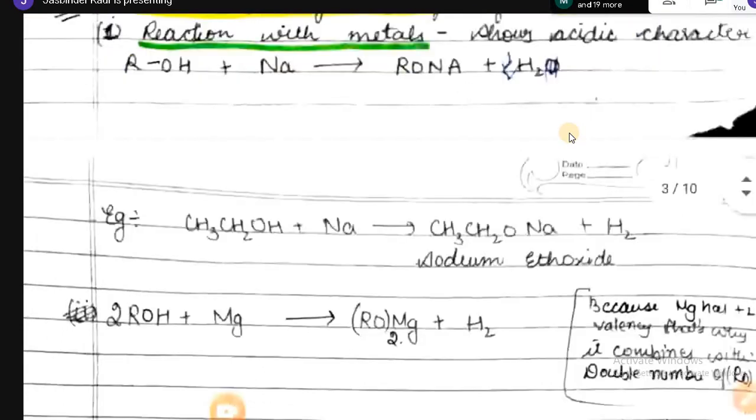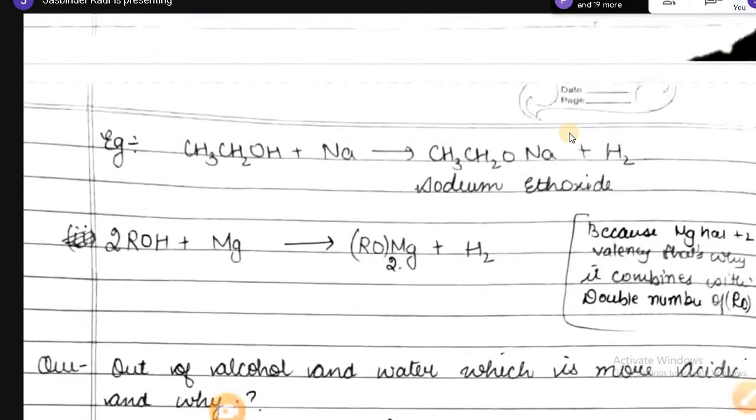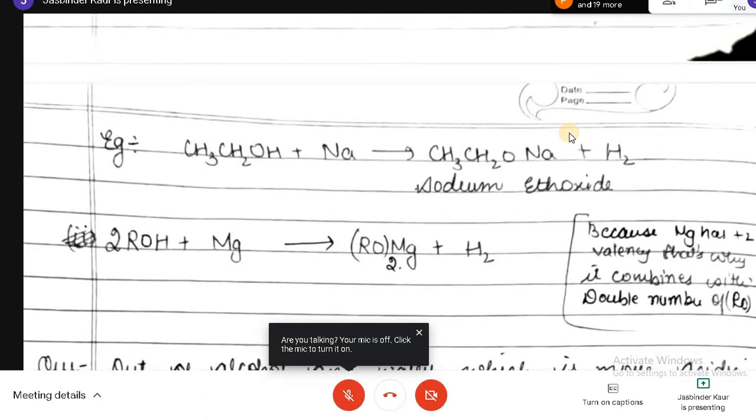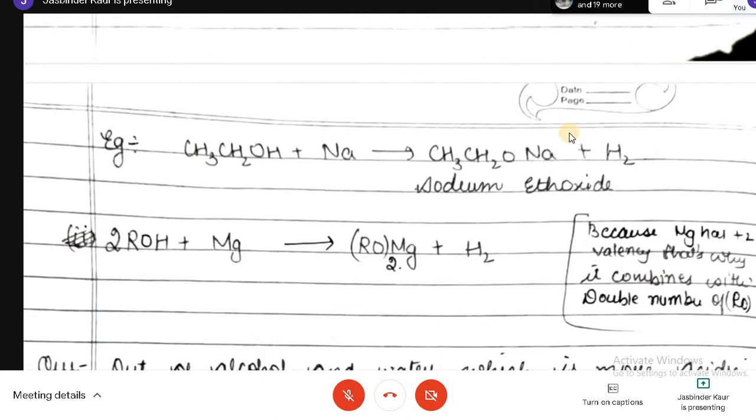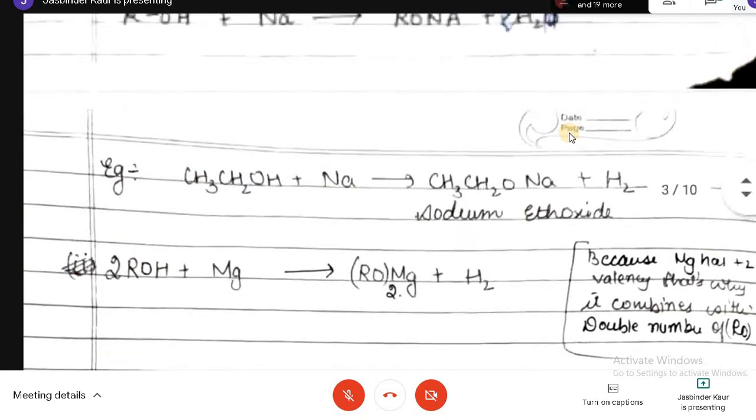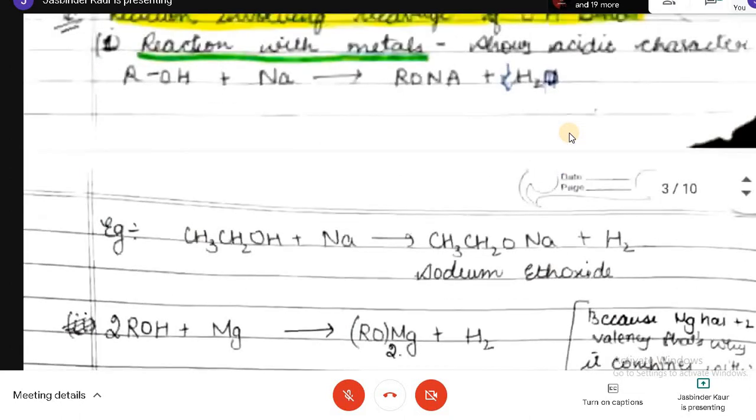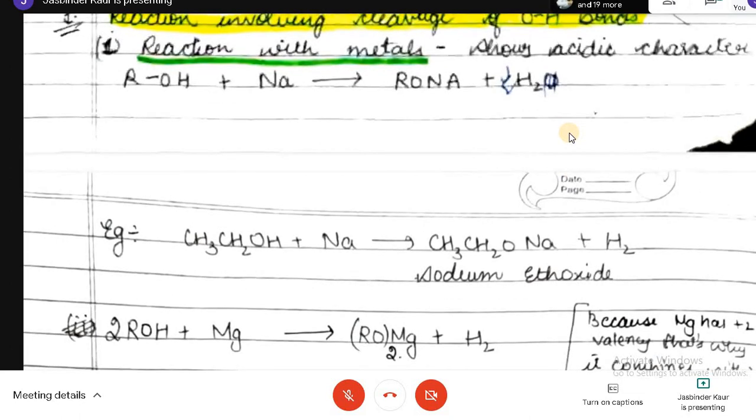Similarly, if we treat alcohol with magnesium, then (RO)2Mg is formed and hydrogen gas is released. As the valency of magnesium is 2, therefore 2 alkoxide groups are attached. And similarly, if we treat alcohols with aluminium, then (RO)3Al will be formed with the release of hydrogen gas because the valency of aluminium is 3. So, these active metals react with alcohols to give hydrogen gas. That is, in all these three reactions, hydrogen gas is released.